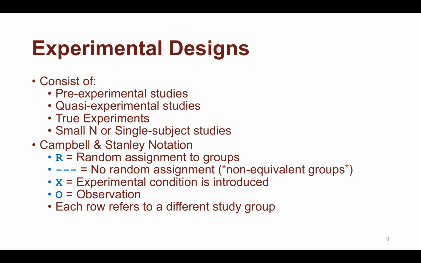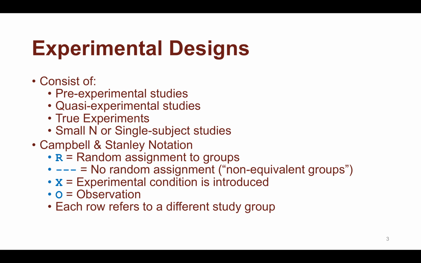And they used the notation scheme where R refers to random assignment to groups, a dotted line refers to no random assignment, and what are referred to as non-equivalent groups. When we randomly assign to groups, we're doing that to hopefully end up with some groups that are considered to be the same or equivalent. So by not randomly assigning, we have non-equivalent groups. X refers to the experimental condition being introduced. O refers to observation, and you'll see a couple examples of what this actually looks like. But when you have multiple rows of notation, each row refers to a different study group.